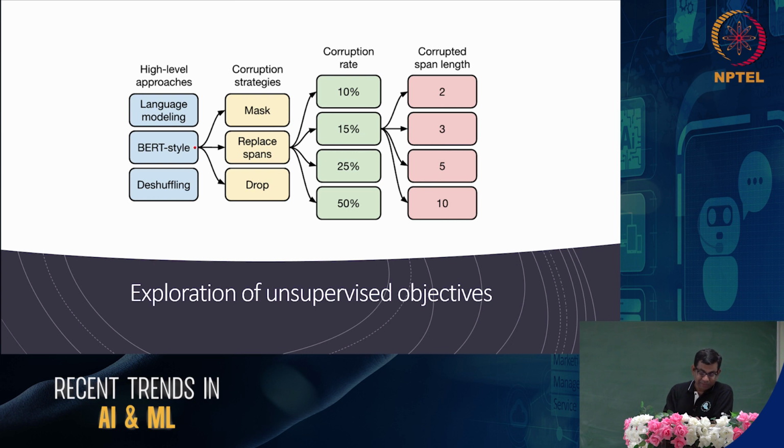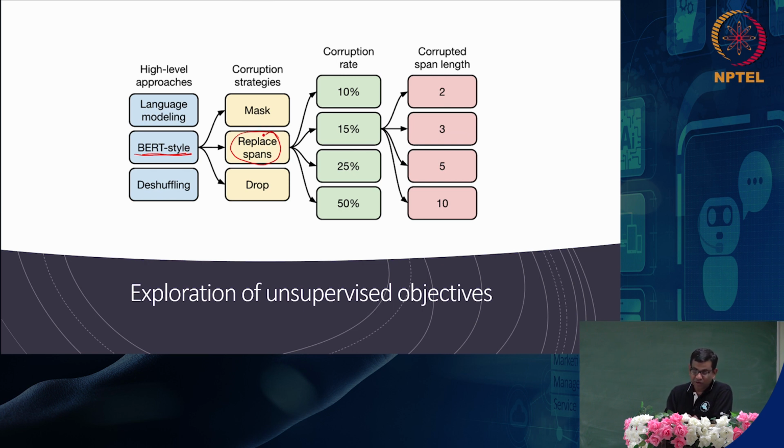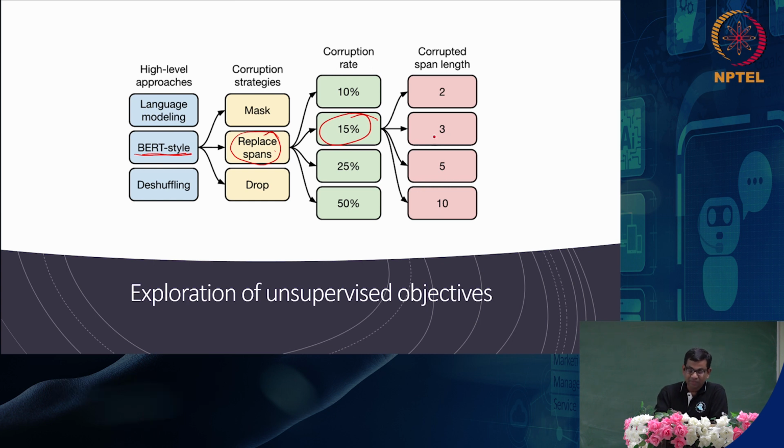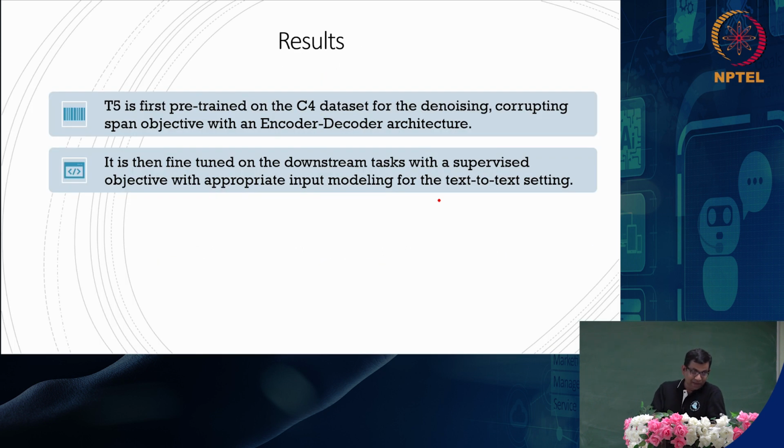But the experiment that was successful, one is they used BART style masking. Within that, replace span worked better instead of normal masking and drop. And within that, there is how many tokens you want to mask, and they found that 15% masking is good. And then they also have corrupted span, like what should be the span length, and they have different results on top of that.